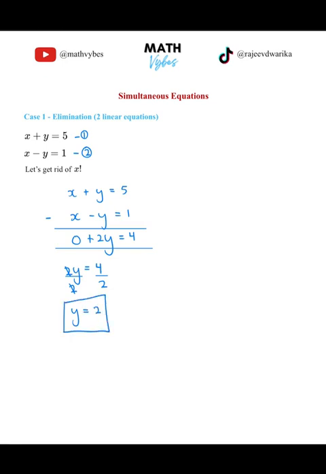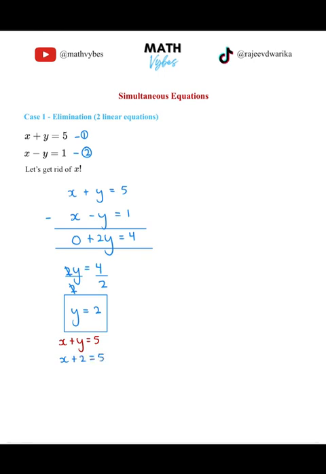Boom. So since we have y, we could find x quite easily. You could either choose equation 1 or equation 2, it doesn't matter, and I'm going to show you both cases. So let's look at equation 1 first. Equation 1 is x plus y is equal to 5. We know that y is 2, so I'm going to say x plus 2 is equal to 5.